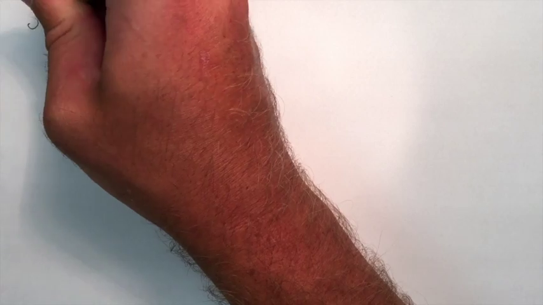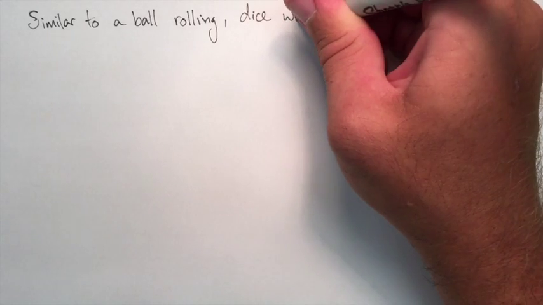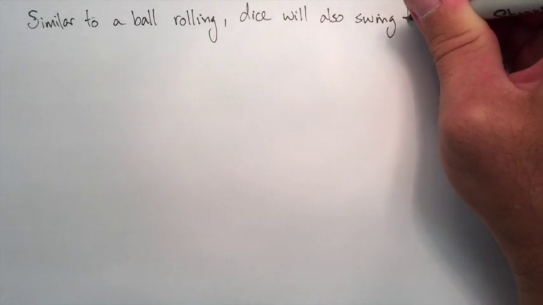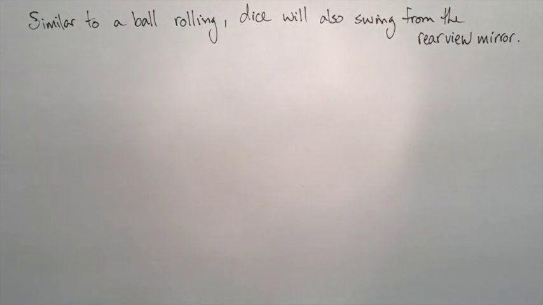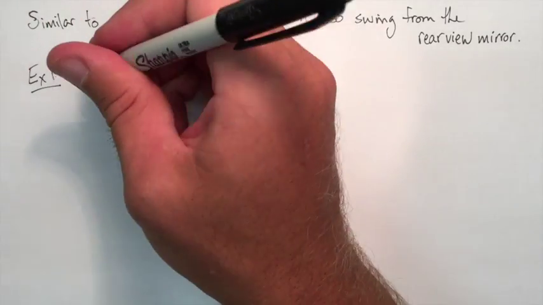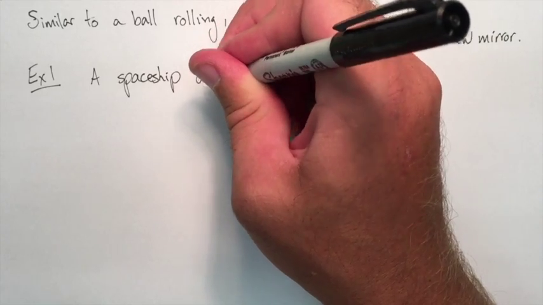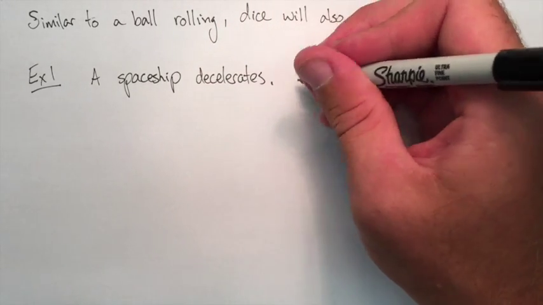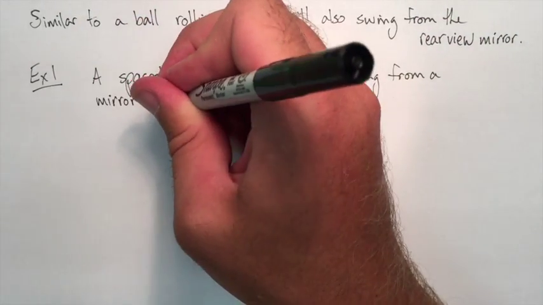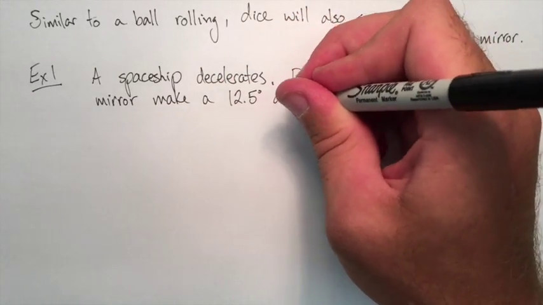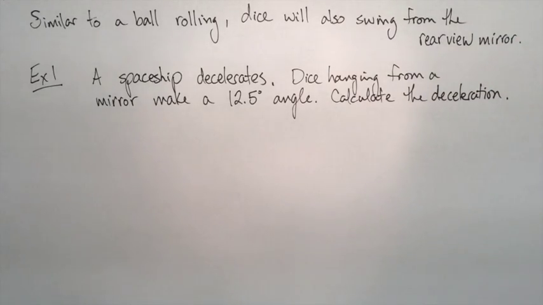So now let's use a numerical example, but instead of looking at a ball rolling around on a bus, we're going to take a look at some dice swinging from a rearview mirror. We know that if a car or a bus accelerates, the dice will swing forward or back according to what it's doing. So here in this example, let's say we're on a spaceship, and the spaceship is decelerating, so it has negative acceleration. There's a dice hanging from a rearview mirror, and the dice are going to make a 12.5 degree angle. From that, we're going to try and calculate the deceleration, or the negative acceleration.